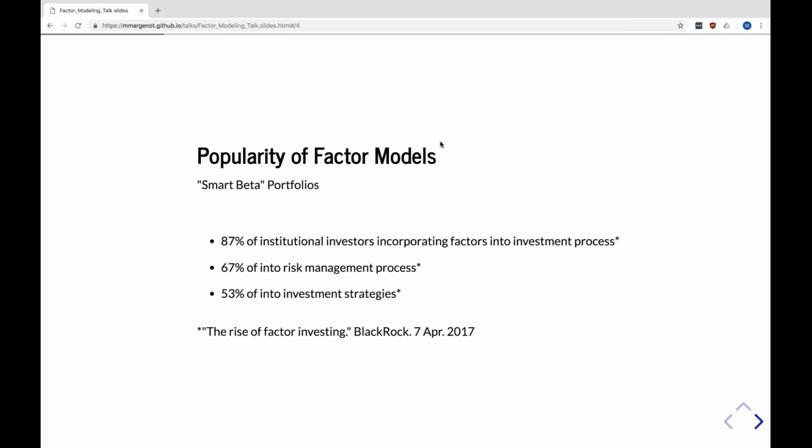67% are incorporating these factors into their risk management process. That's more looking at the risk factor models that I briefly mentioned. And then 53% are incorporating them into investment strategies. This is stuff as of like a year and a half ago, so likely that's either increased or decreased. I'm not really sure. This is the last data point that I have.